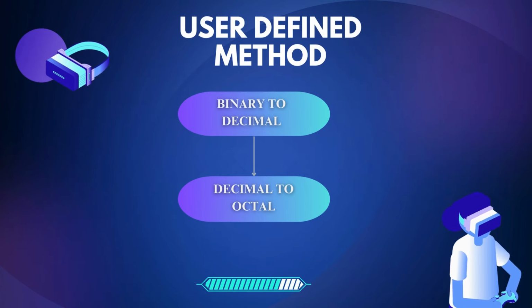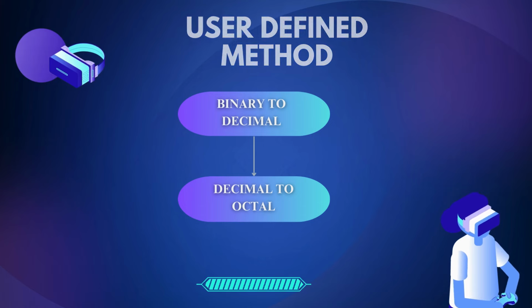And the second process is using user-defined functions to convert the binary number to octal number. So, in this video, we will discuss the second method, which is a user-defined method. So, the process will be, first we will convert our binary number to decimal number, which is base 10, and then that decimal number will be converted to octal number. So let's get started with the Java program.